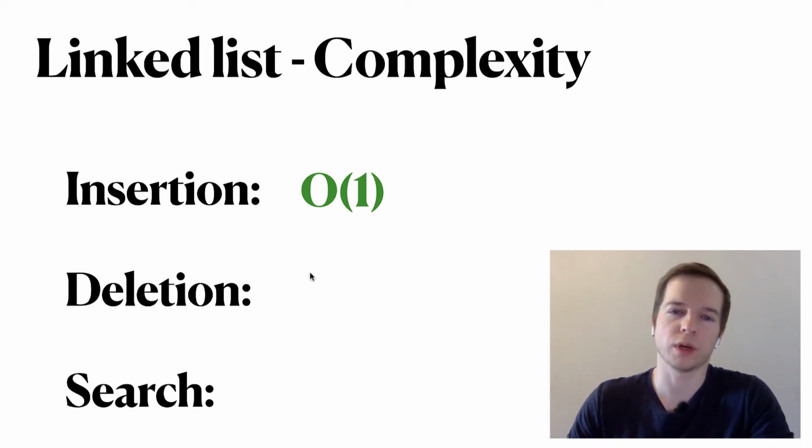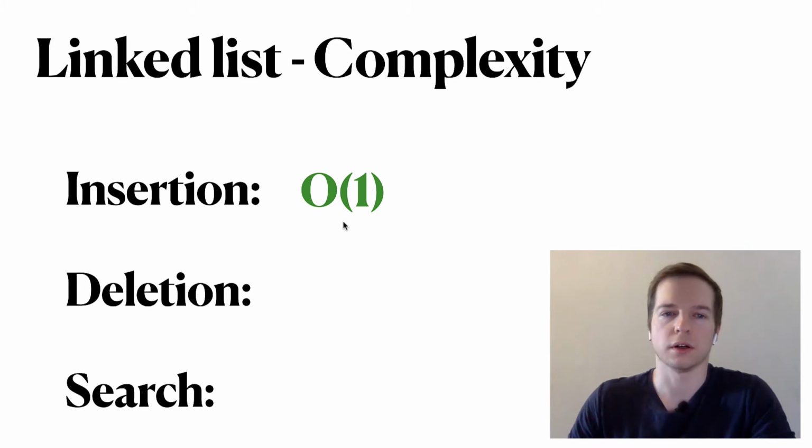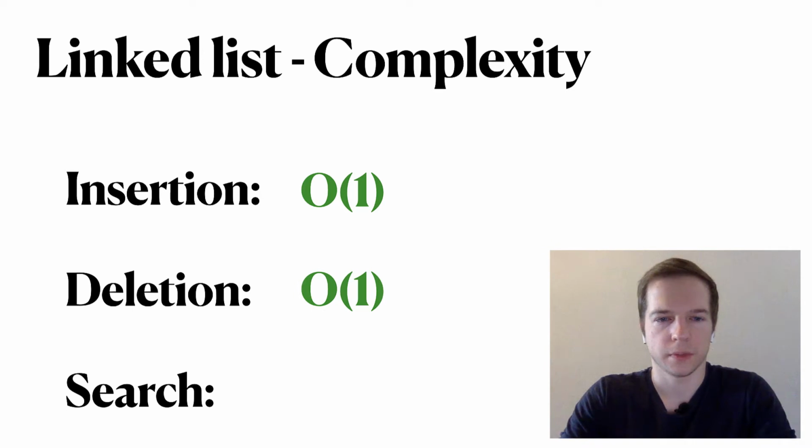But if we already have an element, for example, if we want to add a head, then we'll do it in big O of 1 complexity. So it differs. Usually it's specified that we can do it instantly, in a constant time.